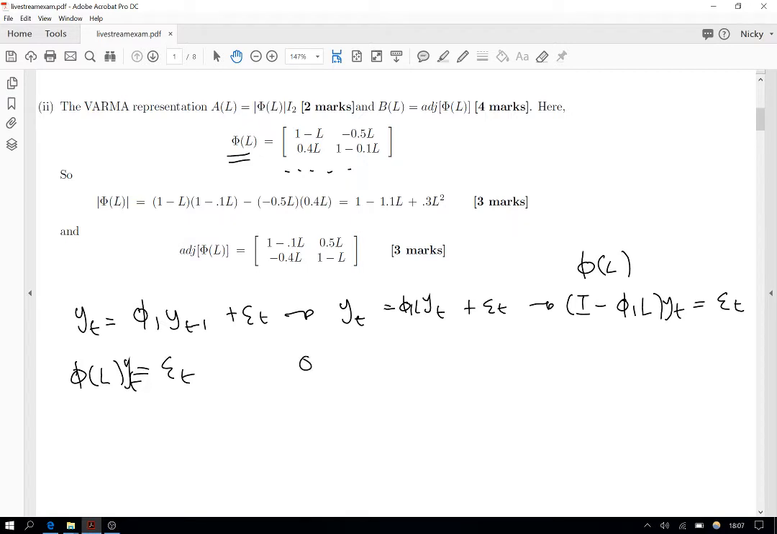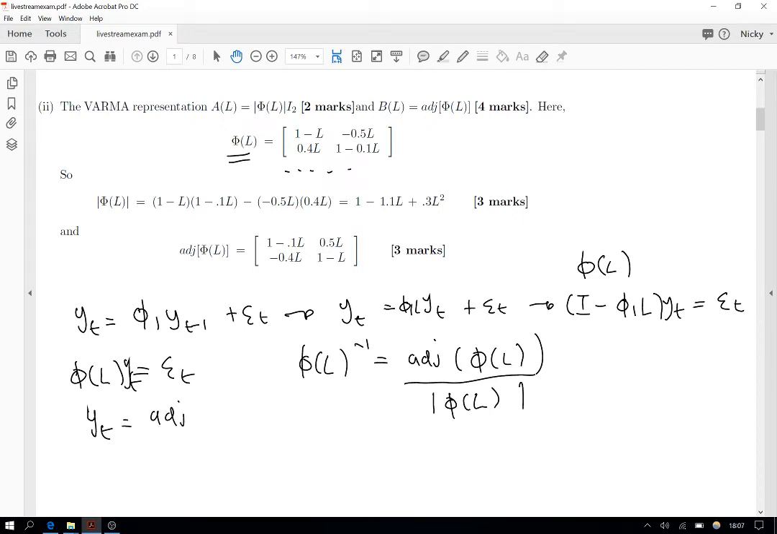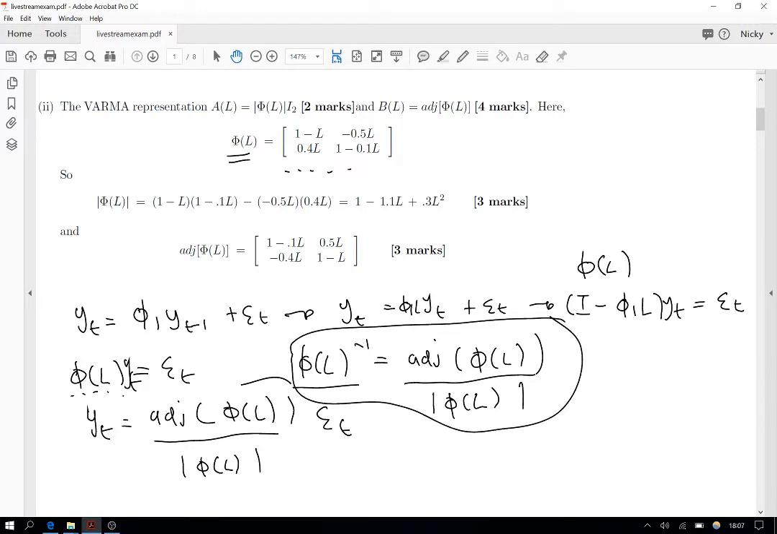Okay, and we know that the inverse of a matrix we can rewrite as the adjoint of phi(L) divided by the determinant of phi(L). So we multiply both sides by the inverse, and y_t is equal to the adjoint of phi(L) divided by the determinant of phi(L) times epsilon_t. Again, L behaves like a polynomial, so we can multiply both sides by the inverse of this and plug in this general expression here. And then you can multiply back over here. So we've now got the VARMA representation.